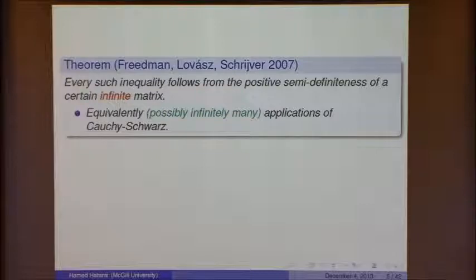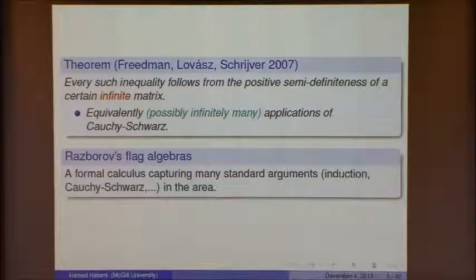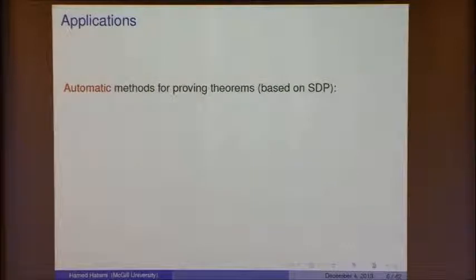You can interpret this as saying that all these inequalities follow from possibly infinitely many applications of Cauchy-Schwarz. You apply all these Cauchy-Schwarzes, you add them up, and you get the inequality. So every inequality can be proved in this way. And Razborov, continuing this work, defined a formal calculus which included these Cauchy-Schwarzes and also some other things like induction, a more formal calculus for proving these inequalities.